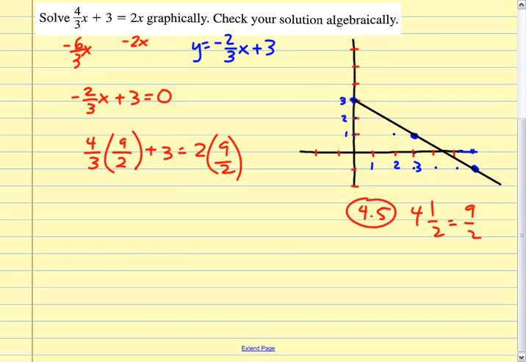You agree? Yes. Okay. Well, let's do this. The 3 cancels with the 9. That gives me 3. The 2 cancels with the 4. That gives me 2. 2 times 3 is 6 plus 3 is equal to, the 2's cancel, and I get 9. Is that true? 9 equals 9. Beautiful. So we solved the equation by finding the x-intercept, 4.5, just by graphing. All right, nice job. Get started on your homework.